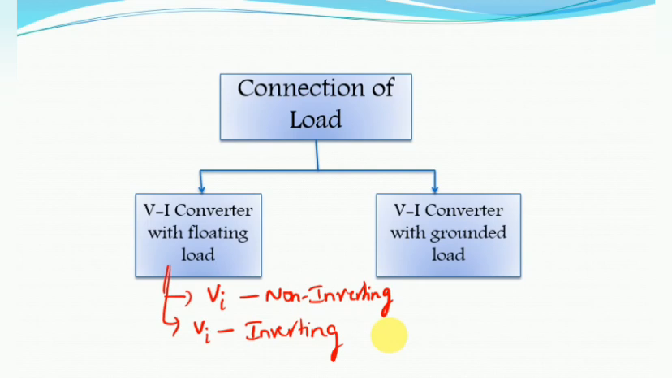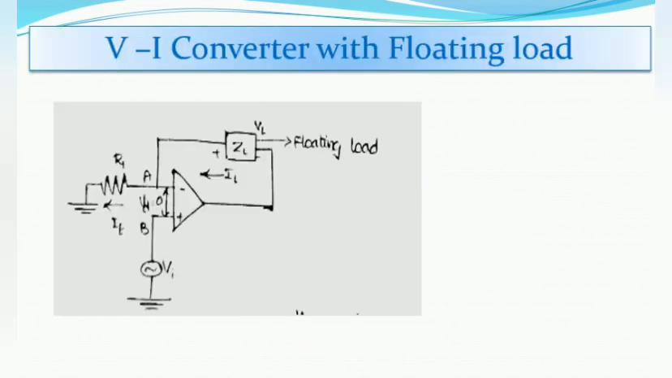Okay, now let us see the first one, that is a V to I converter with the floating load. So here this is the circuit. If you observe here, this input signal is applied to the non-inverting terminal of op-amp, that is we can say that it is a non-inverting V to I converter with a floating load, since the input is applied to the non-inverting terminal, and here this load is connected between the two terminals, that is floated. Okay, so for this circuit we have to measure the output current and how it will respond with the input voltage, and what is the relation between the output current and the input signal.